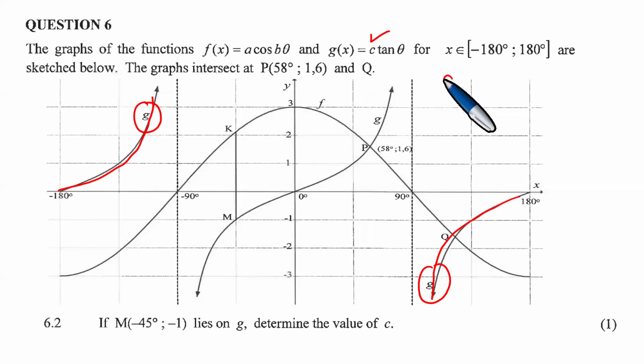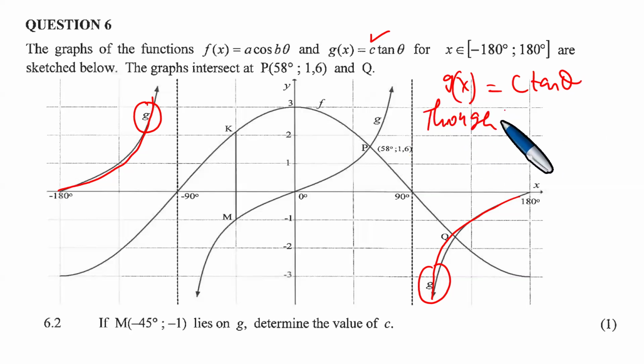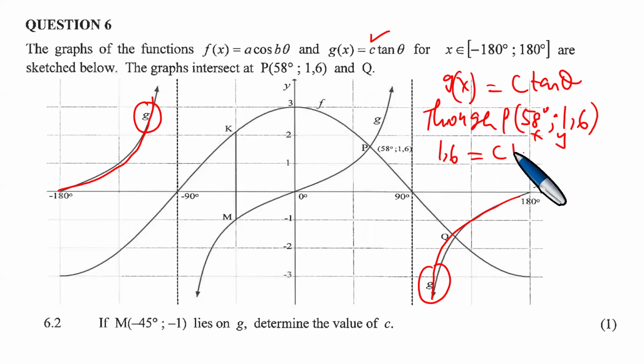So in other words, we write G of x, and G of x is C tangent of theta. But now this function G passes through P with the coordinates 58 degrees and 1,6. This gives us x and y, which means y is 1,6, which equals C tangent of 58 degrees, which means at this point we are interested in getting C, dividing by the tangent. You'll be able to see that C is 1,6 divided by the tangent of 58 degrees.